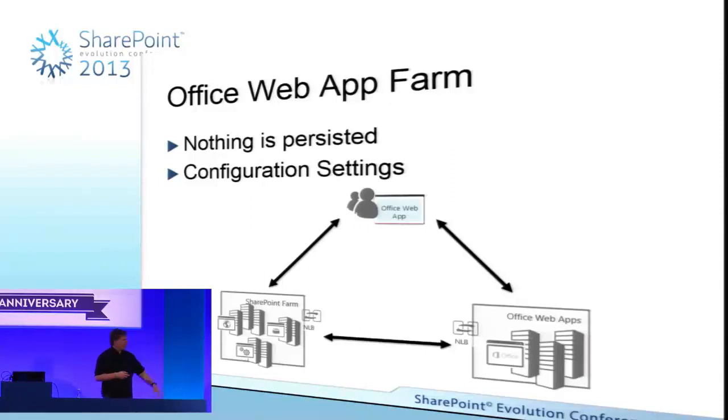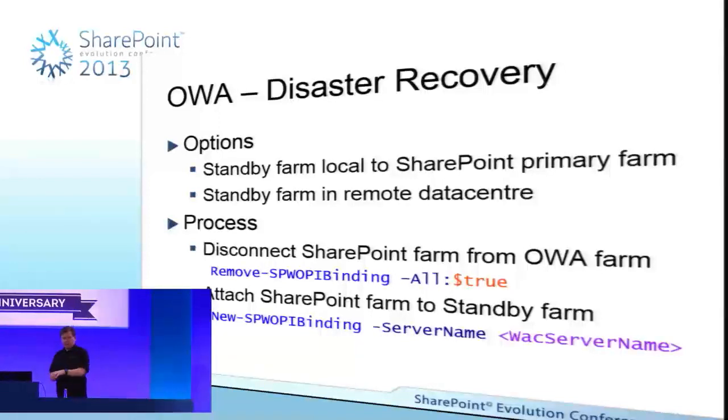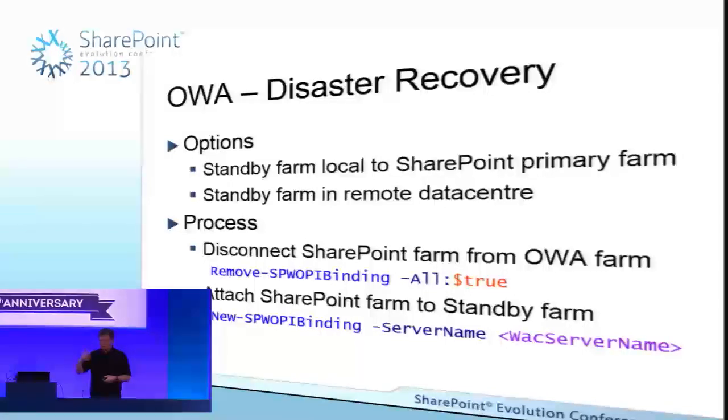From a DR perspective, if you lose the web apps farm, it's not difficult to recover. Basically, all you would need is a standby Office web apps farm that's just sat there doing nothing. Then if you lose your primary, all you have to do from a SharePoint perspective is remove the WOPI binding to that primary farm and then recreate the binding to the secondary. And as long as everything else is equal in terms of the permissions and the networking and the DNS, you should be great. You should have no problems at all.